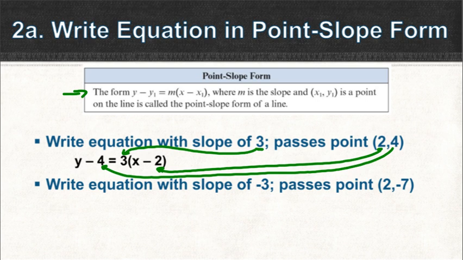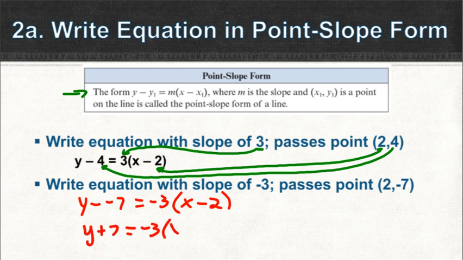Write the equation with the slope of negative 3 that passes through the point (2, negative 7). So I have my y minus, my y is a negative 7, equals my slope, negative 3, my x is 2. But I don't want to have a subtracting a negative, so I'm going to rewrite this. So it'd be y plus 7 equals negative 3 times x minus 2. And that would be our equation in point slope form.